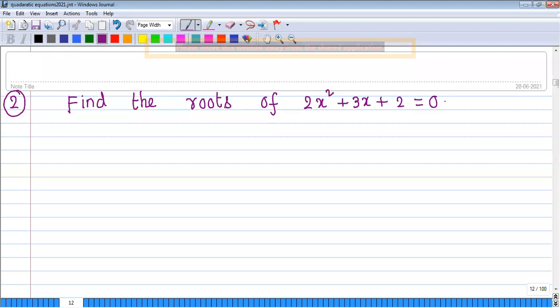So just think, can you find the roots of this 2x square plus 3x plus 2 is equal to 0 using the factorization method? Can it be possible? No, sir. When we multiply 2x square and 2, we get 4x square, but we don't have any factors with which we get the sum as 3x. So that means if you multiply the coefficient of x square and the constant term, you get 4.